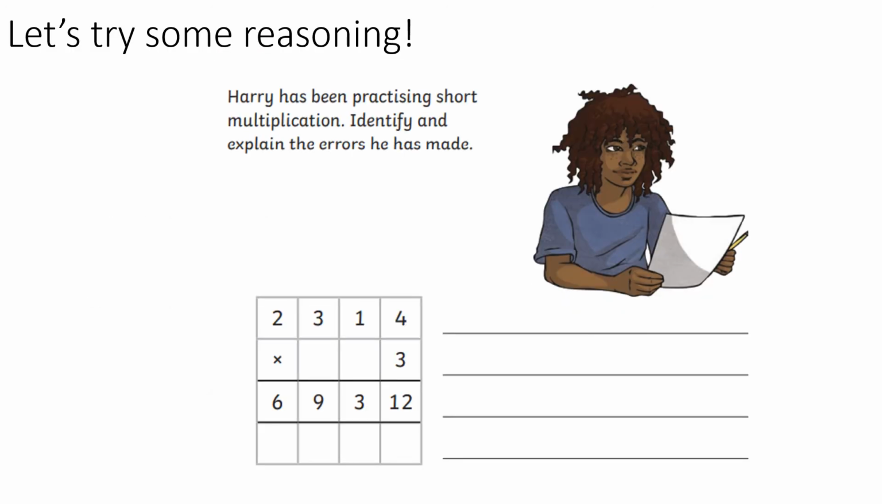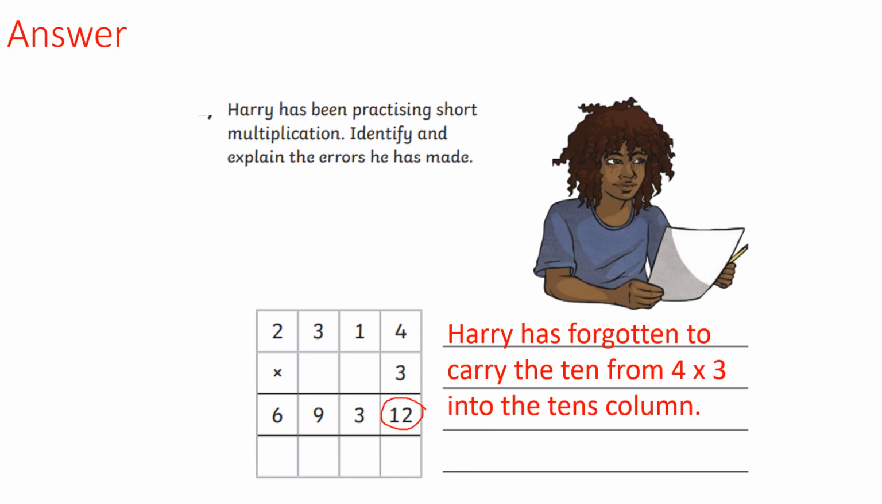Let's try some reasoning. Harry has been practicing short multiplication. So that's our formal written method. Identify and explain the errors he has made. So Harry forgot to carry the tens from 4 times 3 into the tens column. Did you spot his mistake?